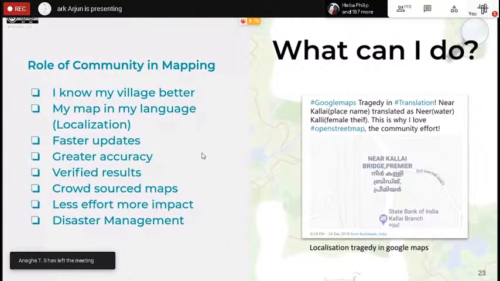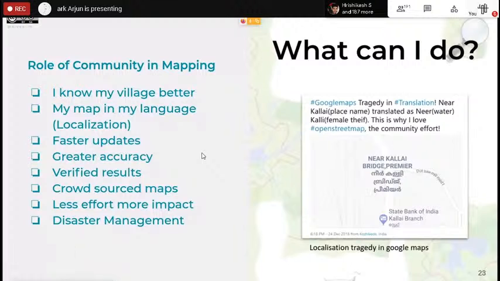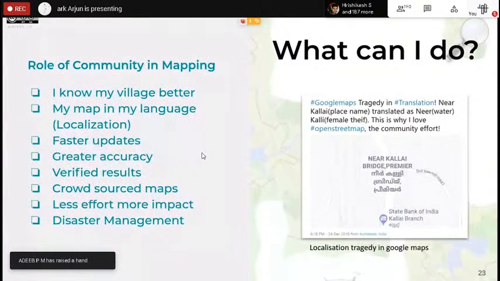Greater accuracy can be assured if the community participates in mapping. You can identify and verify the results, and catch such blunders. A crowdsourced map can be produced with less effort and more impact. Maybe it's just a couple of minutes I need to spend to map a small new road, but the impact it is going to create is huge.